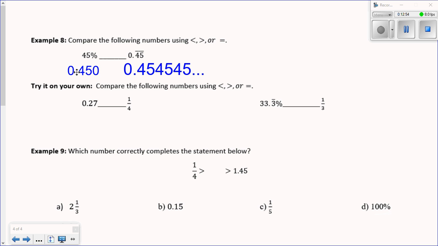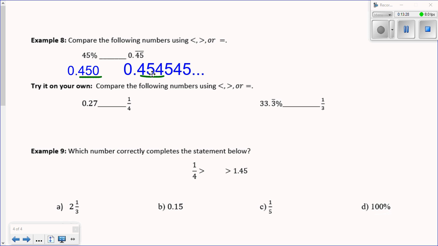Now to compare them, I'm going to look at the first couple of numbers. So 4 and 4, they're equal right now. I'm going to look at the next number. 5 and 5, they're equal right now. 0 and 4, they're not equal. So I'm looking at these first 3 numbers. The 0 means that this one is smaller than this one. We're only going to use equal if all the digits, the entire number, are the same. As soon as we get to the third one, they're not the same anymore, so it's not equal.